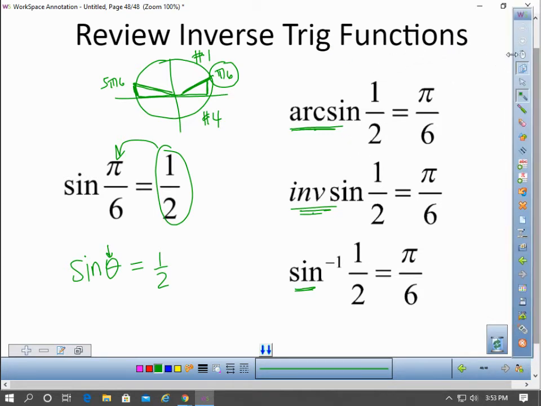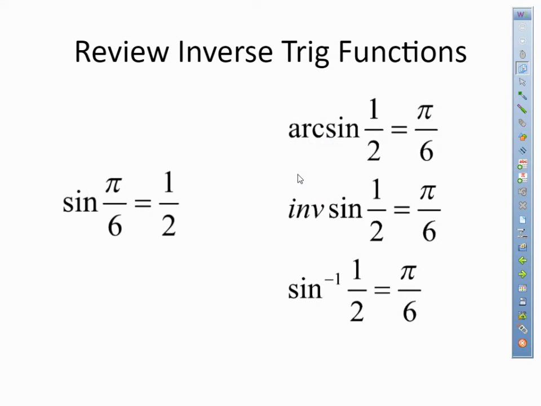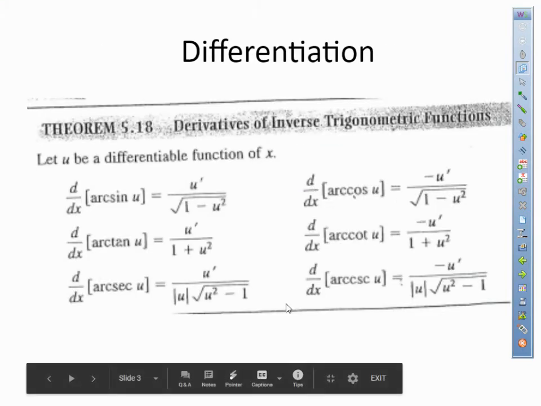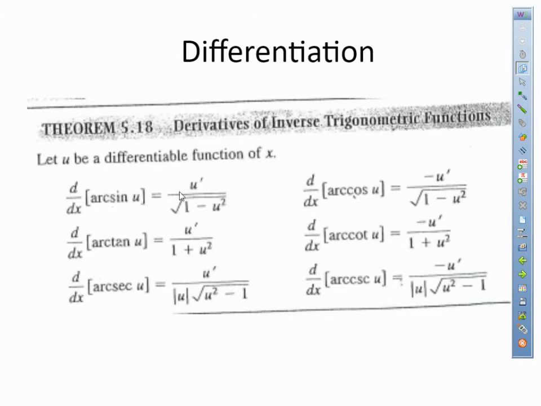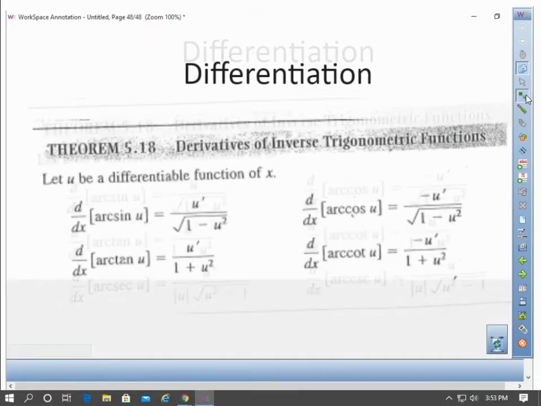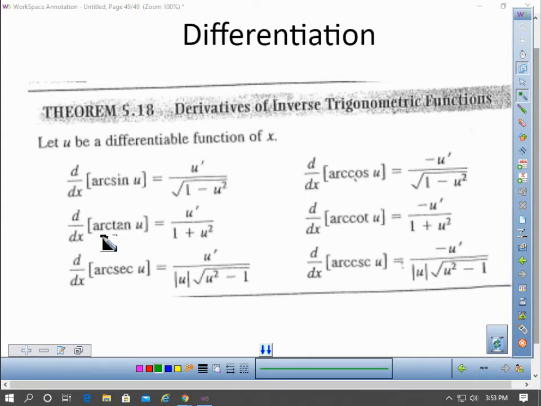So now we're going to do the derivatives and integrate these things. So let's talk about differentiation first. They've got it written as an arc sine. Again, you might see inverse sine, or you might see sine -1 in place of those. So these are the 6 derivatives. The derivative of arc sine of some function u, this can be any function f of x, is the derivative of that function divided by the square root of 1 minus the function squared. Okay, the arc tan is the derivative of this function divided by 1 plus that function squared.